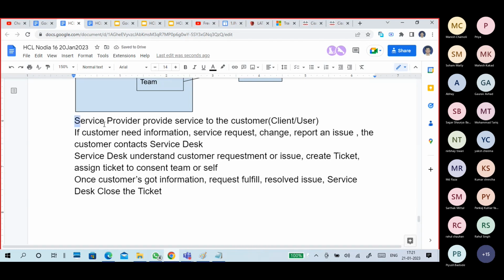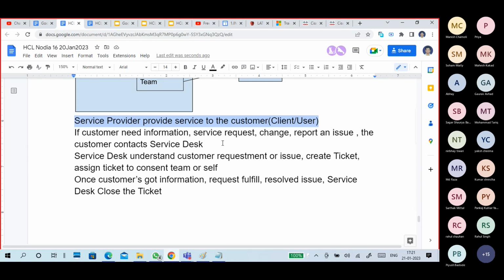Okay, so there are 3 points. One is the service provider provided a service. So I am getting a service, internet service, or maybe application services, like Google Docs services and Office 365 services. I am a single user, so I will tell about a single user, and organization-wise users also we'll see.